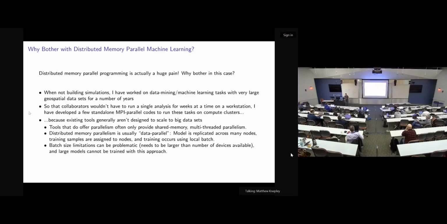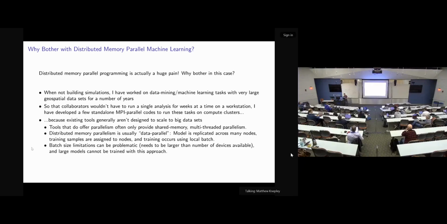I've done this in a few cases, and the reason I've had to do it is that existing tools for a lot of these kinds of data analysis just aren't designed to scale to big data sets. The tools that do offer parallelism usually only provide shared memory, OpenMP kind of parallelism. There are some tools that do distributed memory parallelism, but it's usually data parallel, so your model gets replicated across many nodes. Training samples are assigned to nodes. Training occurs using a local batch. And if you have a big model, then this doesn't work very well.